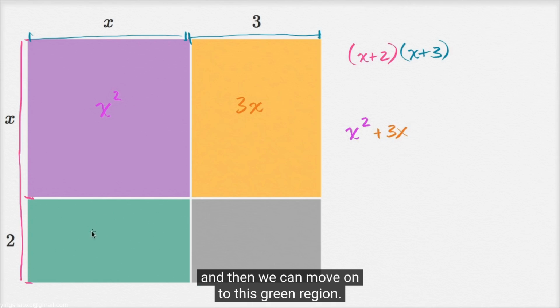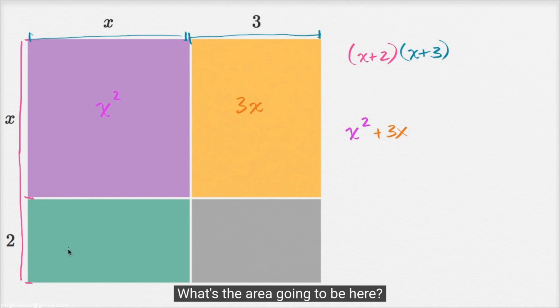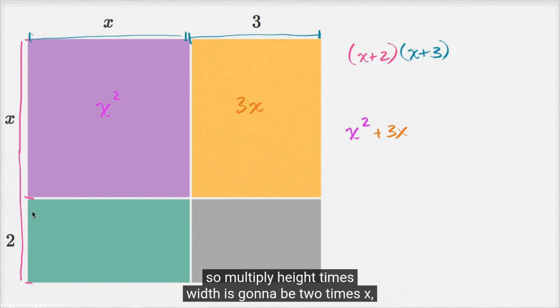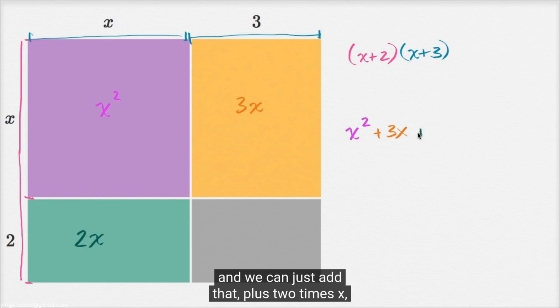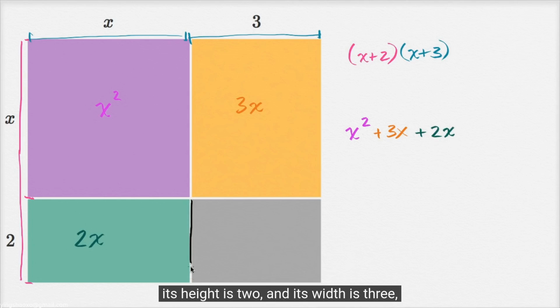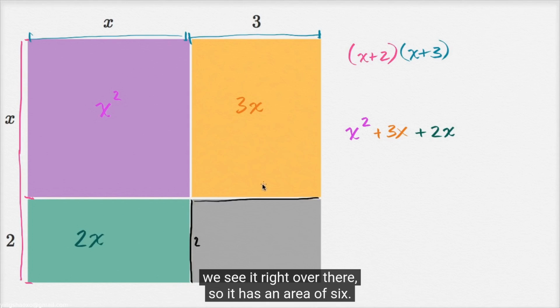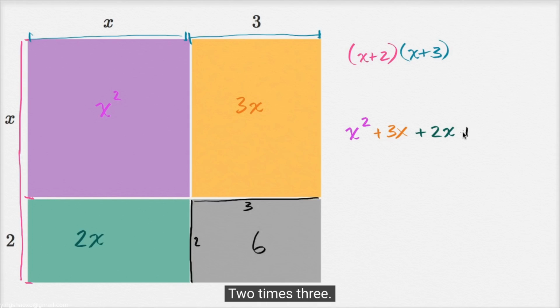And then we can move on to this green region. What's the area going to be here? Well, the height is 2 and the width is x. So multiplying height times width is going to be 2 times x. And we can just add that, plus 2 times x. And then finally, this little gray box here, its height is 2 and its width is 3. So it has an area of 6, 2 times 3. So plus 6.